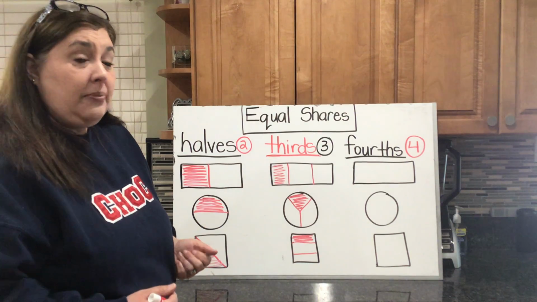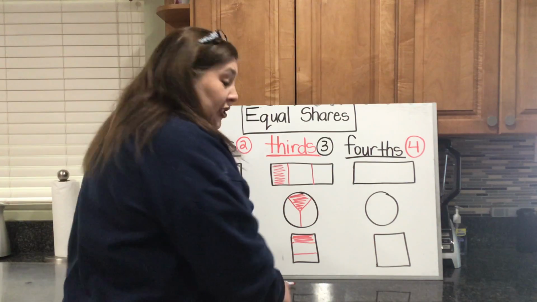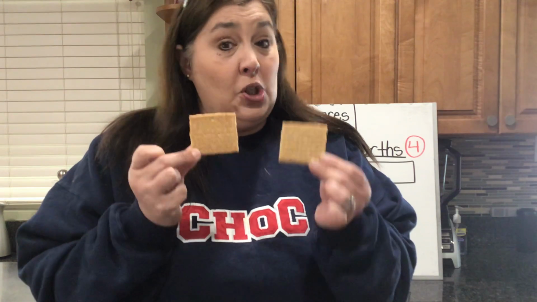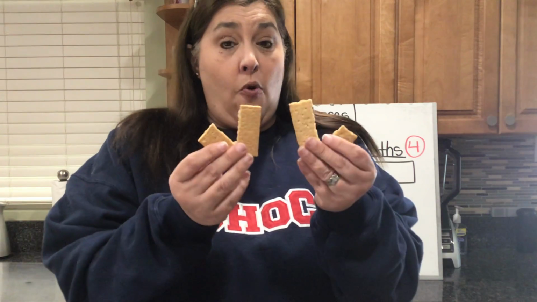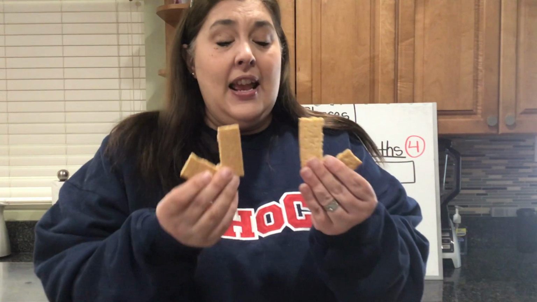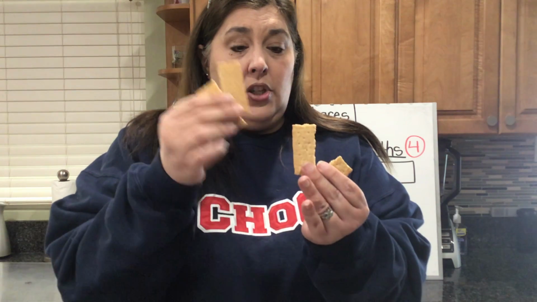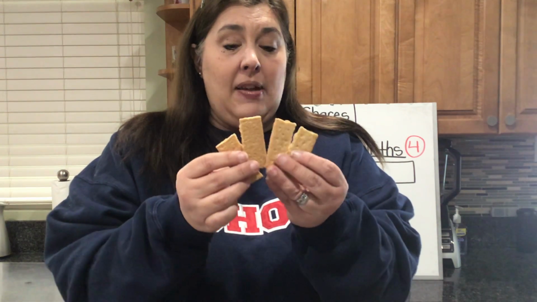Okay, let's look at fourths. Fourths, you need to break it into 4 equal parts. And I want to go back for just a second to my graham cracker. So a minute ago, I broke this into halves, so 2 equal parts. Now I want to break it into fourths. So I'm going to take this and break it apart. And I'm going to take this and break it apart. Now I want you to notice what I have. I have 4 equal parts. So this cracker was once whole, then I broke it into halves, and now I've broken it into fourths. So fourths is 4 equal parts. 1, 2, 3, 4. They're the same exact amount, equal parts, equal shares.